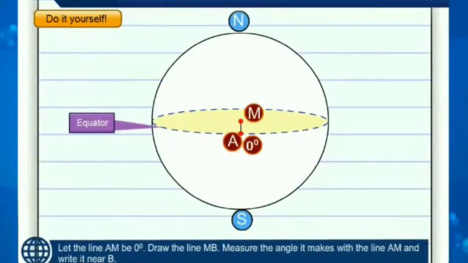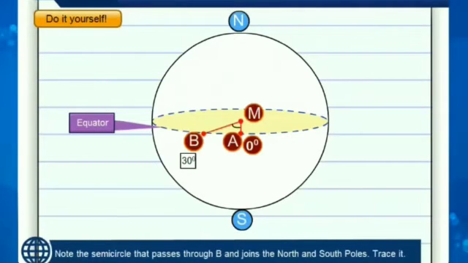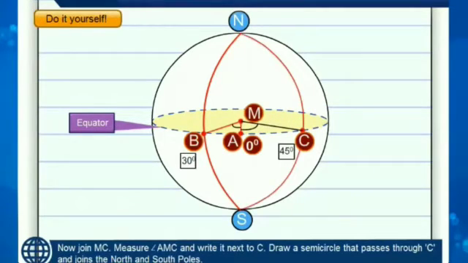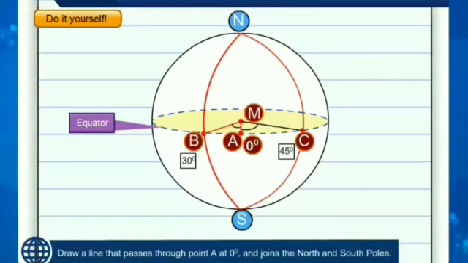Do it yourself. Let the line AM be 0 degree. Draw the line MB, measure the angle it makes with the line AM and write it near B. Note the semicircle that passes through B and joins the north and south poles. Trace it. Now, join MC. Measure angle AMC and write it next to C. Draw a semicircle that passes through C and joins the north and south poles. Draw a line that passes through point A at 0 degree and joins the north and south poles.